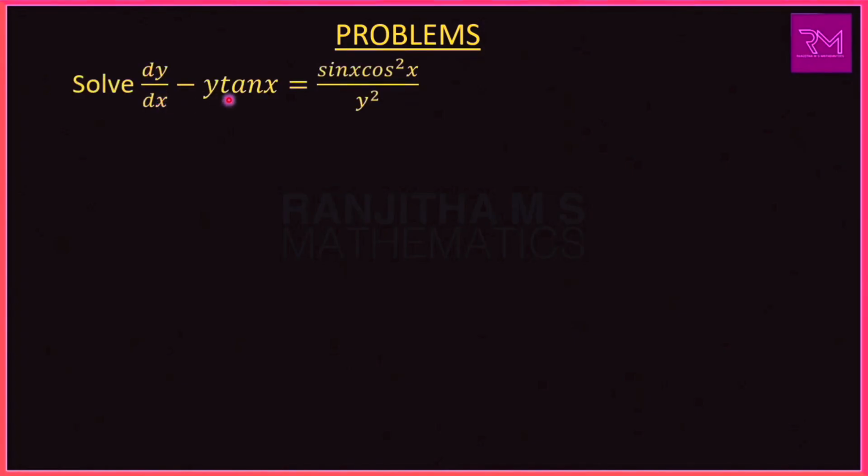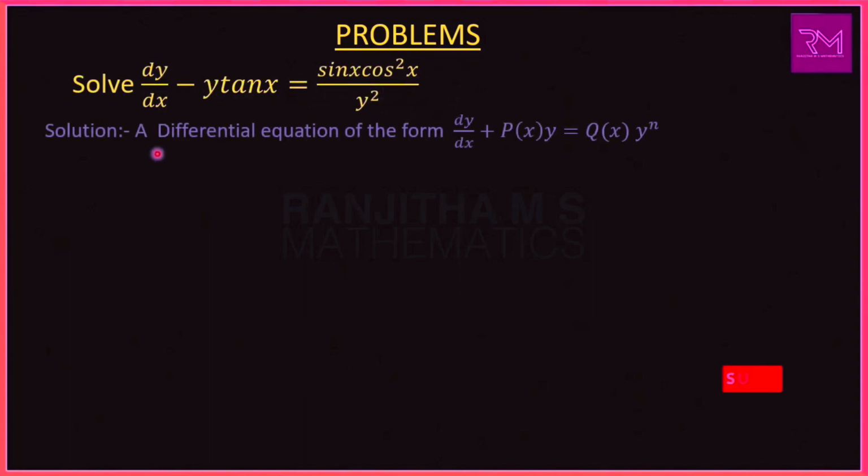Solve dy by dx minus y tan x equals sin x cos square x divided by y square. Observe carefully, the given differential equation is of the form dy by dx plus p of x into y equals q of x into y power n. Here p of x is minus tan x and q of x is sin x into cos square x, and y power n: if we take this y square to the numerator, that becomes y power minus 2, that is our y power n.